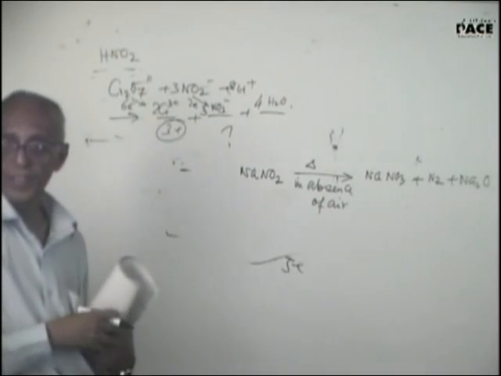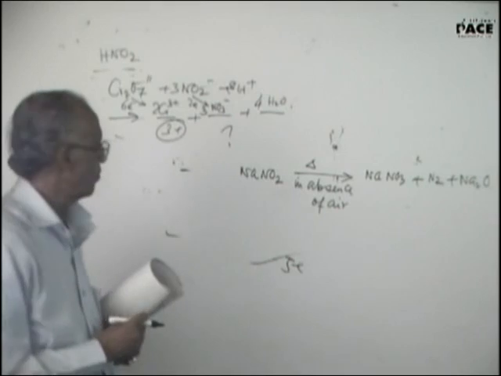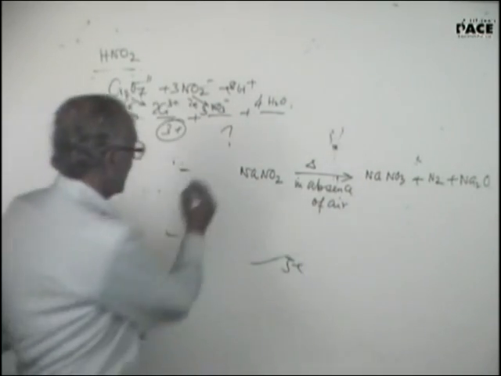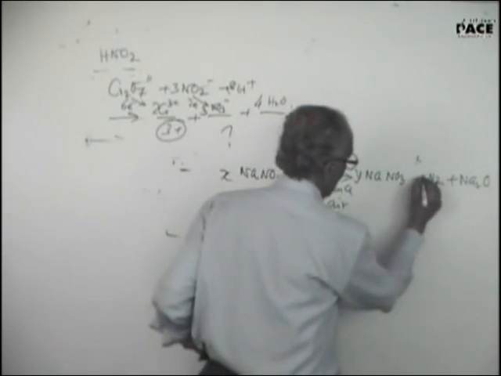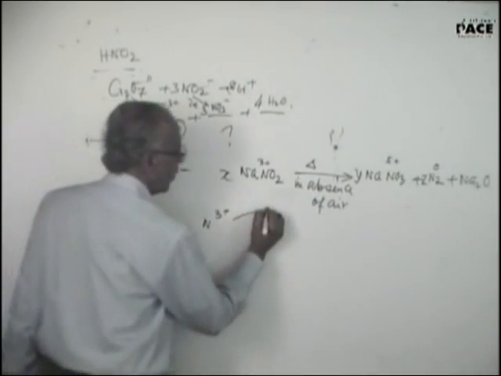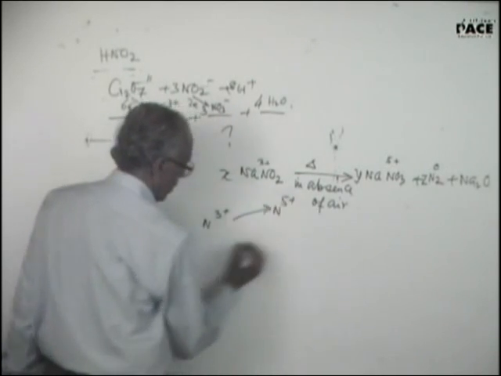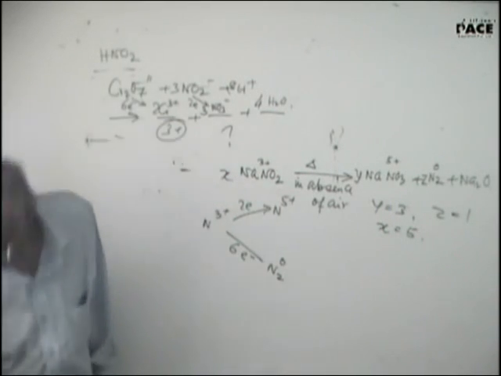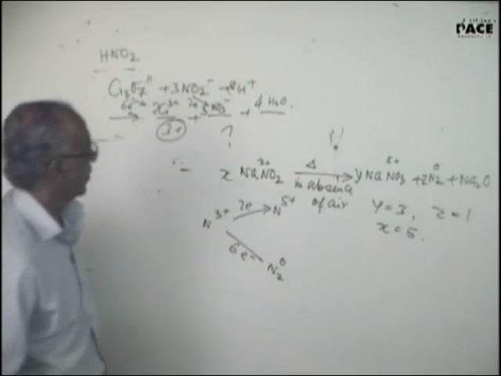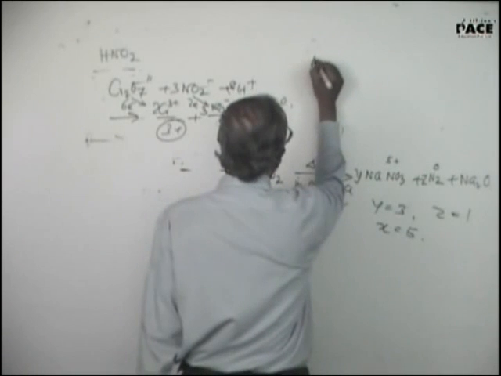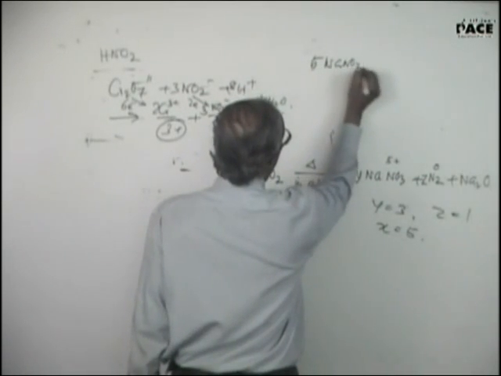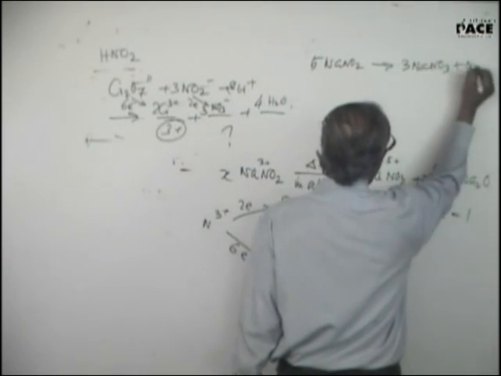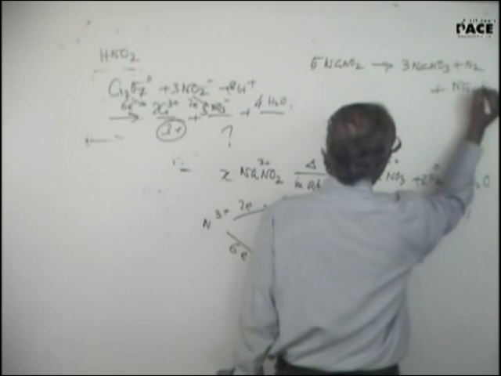Again, a disproportionation reaction. So what mole of sodium nitrate, what mole of nitrogen? What is the value of X, Y, and Z? Is it okay? So 5 nitrite will give me 3 sodium nitrate, 1 nitrogen plus sodium oxide.